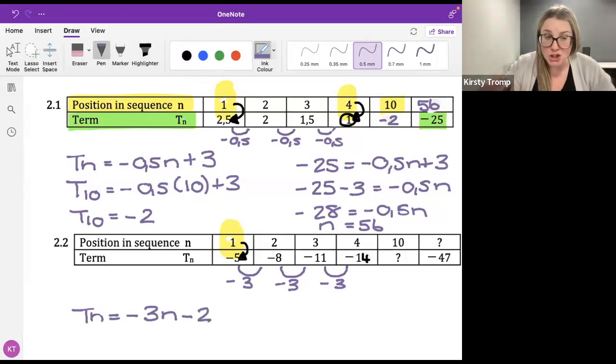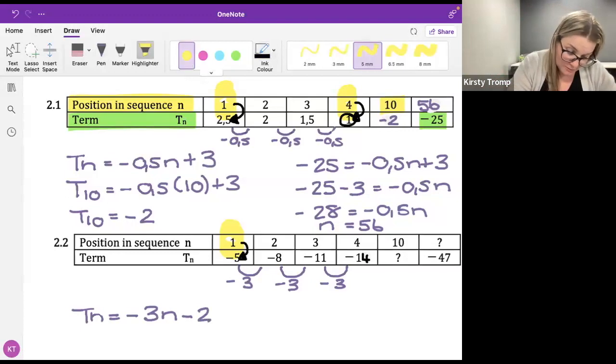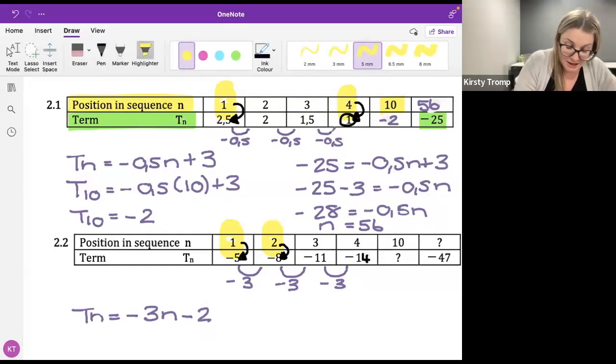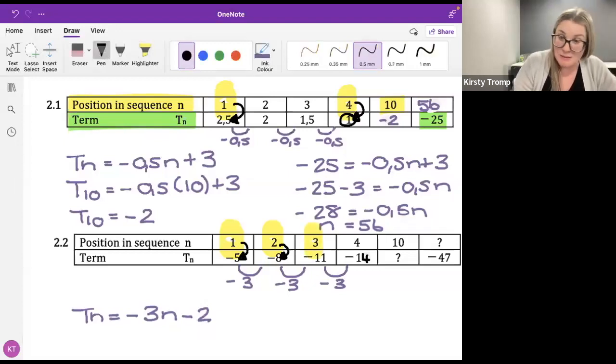So then I go and I check. I look at my next one and I see I've got the number 2. 2 times negative 3 gives me negative 6. And negative 6 minus 2 gives me negative 8. I can check again. 3 times negative 3 gives me negative 9. And negative 9 minus 2 gives me negative 11. I can keep going and check, but now I've checked 3 times and that definitely gives me the right answer.